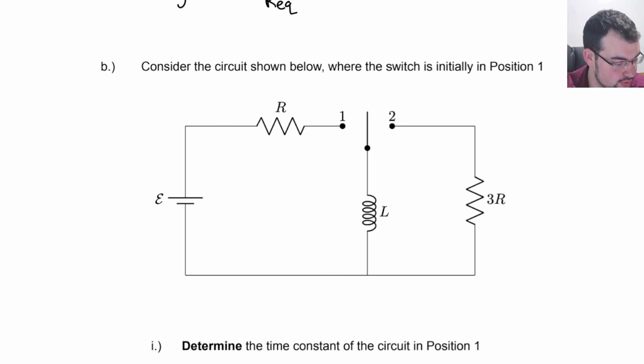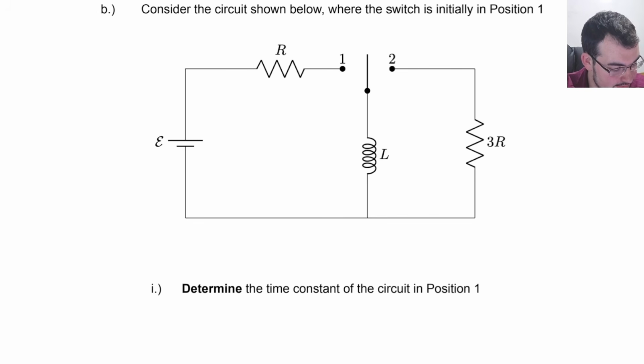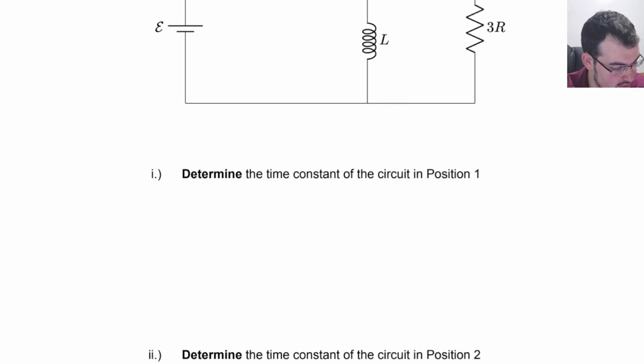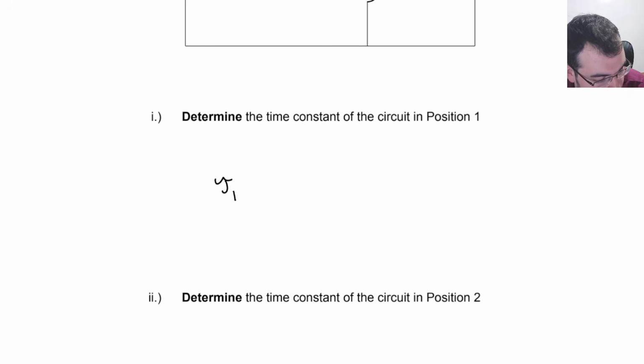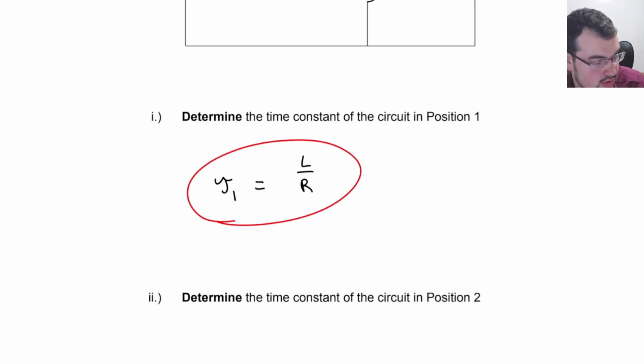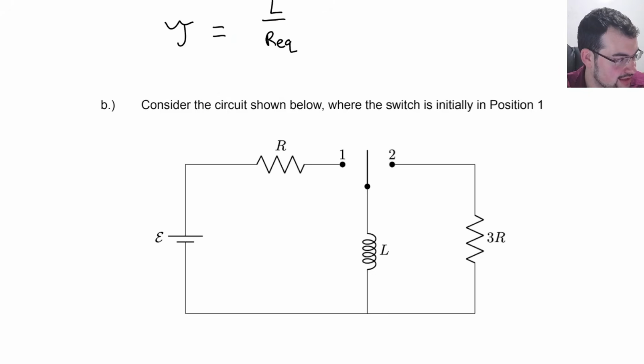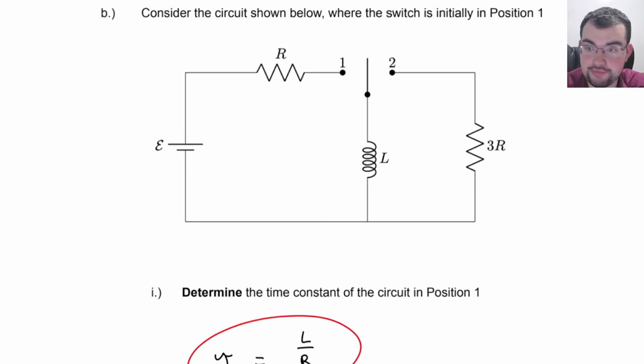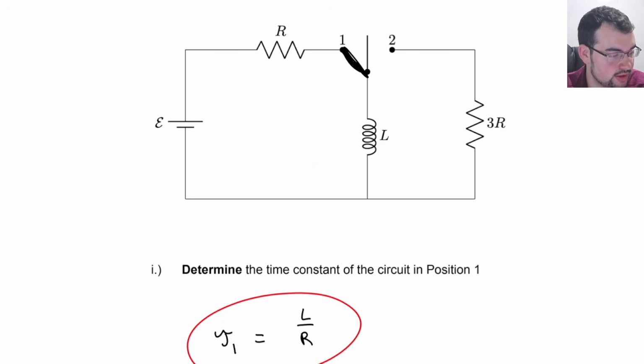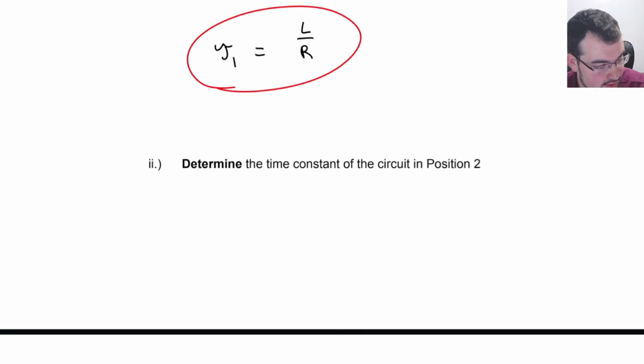Now we have our classic 2-switch problem. The switch is initially in position 1. What is the time constant of the circuit in position 1? Well, tau 1 is just going to be L over R. What's the time constant in position 2? Position 1 is literally just a loop with an inductor and a resistance R. But if we flip to position 2, it's an inductance L with a resistance of 3R. So tau 2 is just going to be L over 3R. Very riveting.